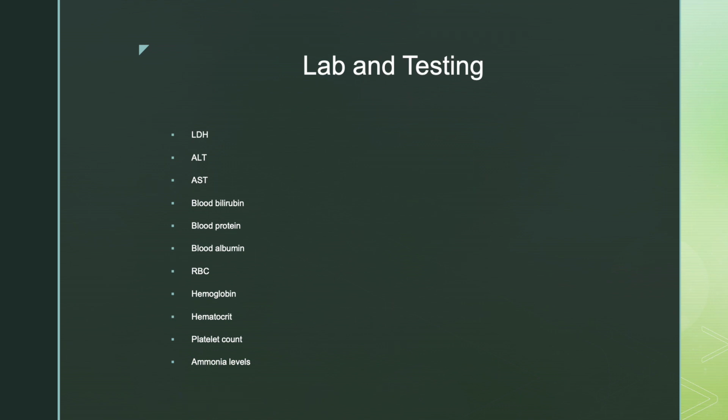Okay, and some blood tests would be RBCs, hemoglobin, hematocrit, and platelet count. And these are also going to be decreased. And then your ammonia levels are going to be increased because cirrhosis is going to prevent the conversion of ammonia to urea for excretion.